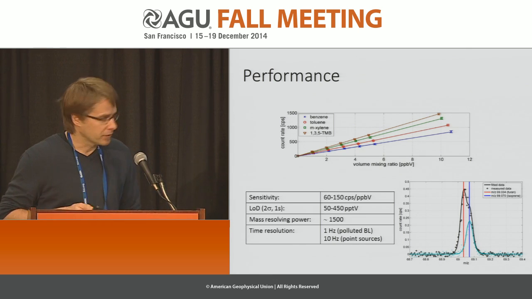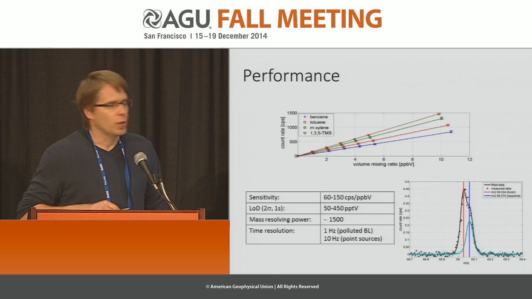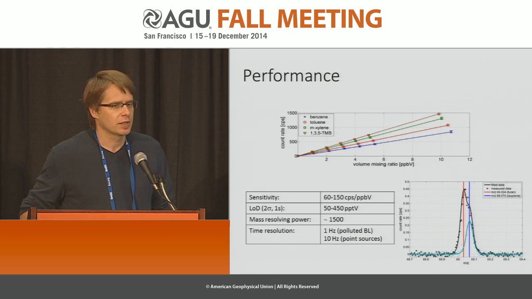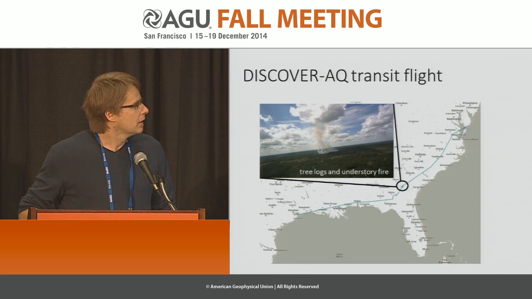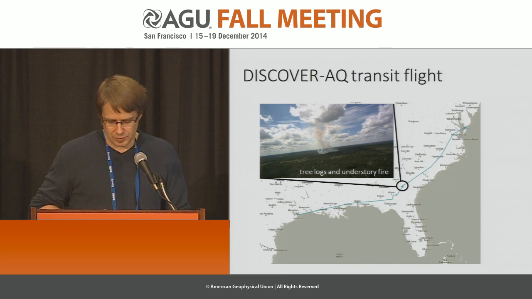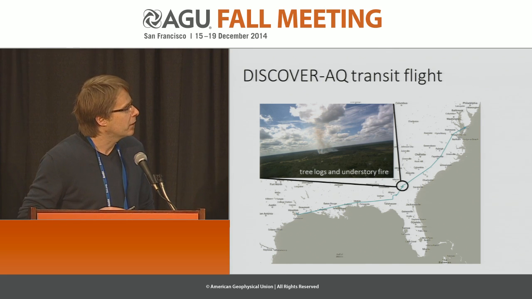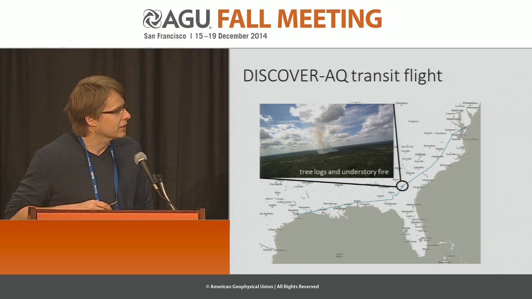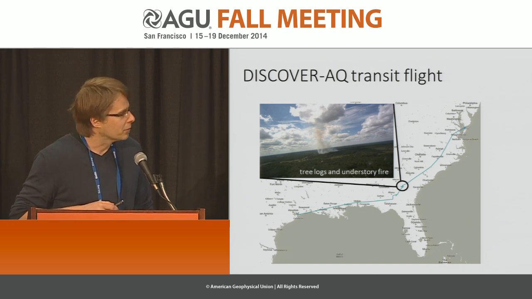So with these performance characteristics, we can measure at 1 Hertz in the polluted boundary layer, and if we go to point sources, we can measure 10 Hertz. And the data I'm going to show today is part of the Discover AQ campaign, although it's not really Discover AQ. It was obtained during the transit home. So even during the transit, we did some good science.